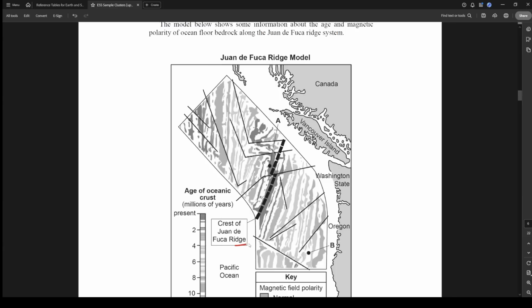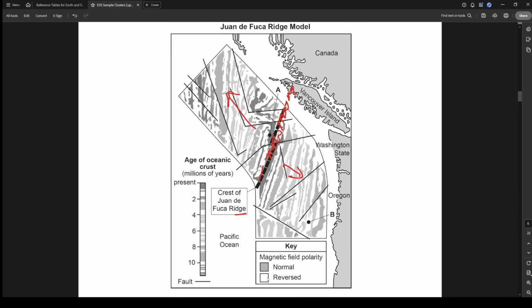A ridge is at a divergent plate boundary. So essentially, if this is the ridge right here, this plate's moving this way and this plate's moving this way. All the magma is coming up here. This is where the new magma is coming up out of the Earth, and then it moves symmetrically up to the northwest and southeast. So they're saying the magnetic polarity is normal or reversed here.